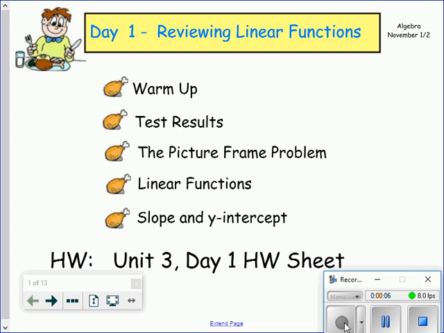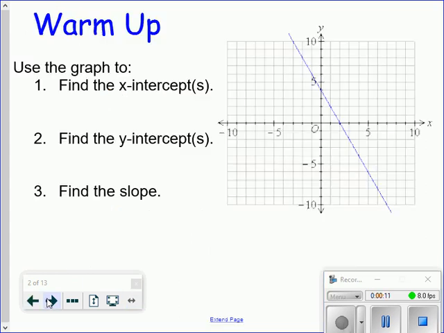All right, welcome to Unit 3. Today we're going to talk about linear functions. Before we get started, on a scrap piece of paper, please pause the video and try to figure out these three problems.